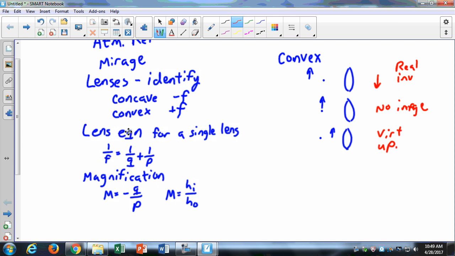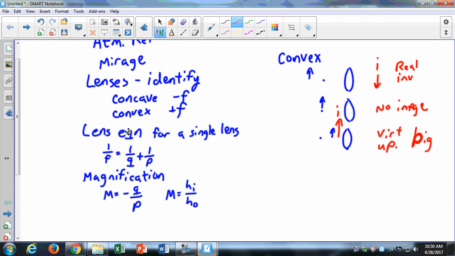Virtual images are always upright. Bigger image. All right, so the image here is going to look like this. So these are images here and here. Notice this is different from the mirrors because the virtual images are on the same side as the object. The real images are on the opposite side of the object. That's how lenses work. It's sort of different because we're refracting, not reflecting light.